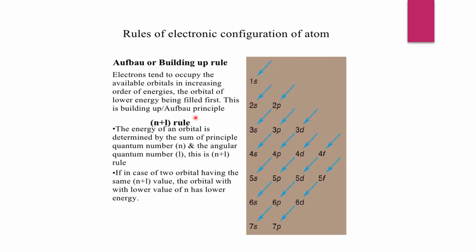Now let me explain. The first rule that has to be followed is the Aufbau principle. What does this Aufbau principle mean? This Aufbau principle is also known as building up rule. Why it is known as building up rule means it builds up the energy levels. So here this rule states that electrons tend to occupy the available orbitals. Listen, available orbitals in increasing order of energies. The orbital of lower energy being filled first.